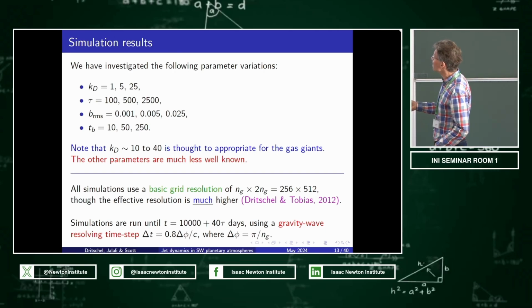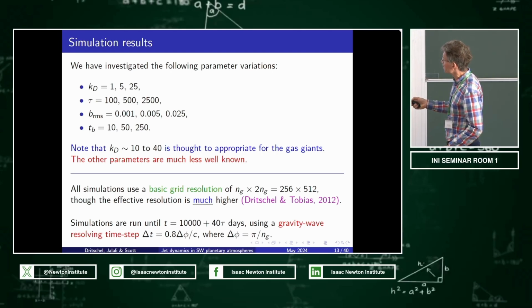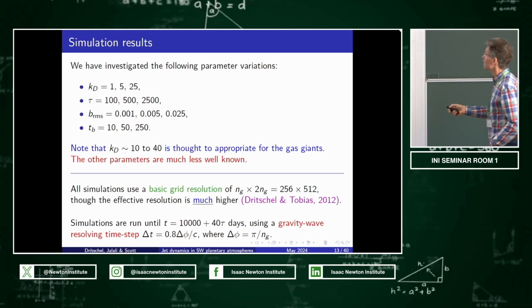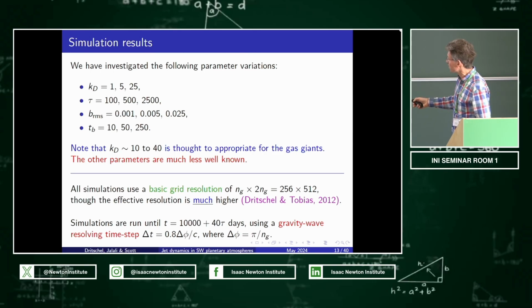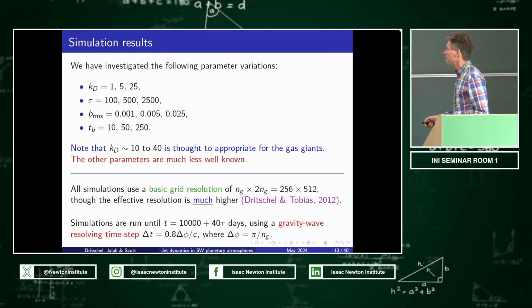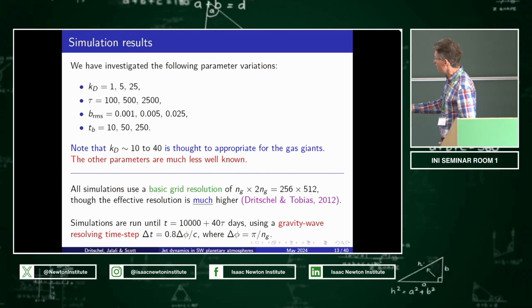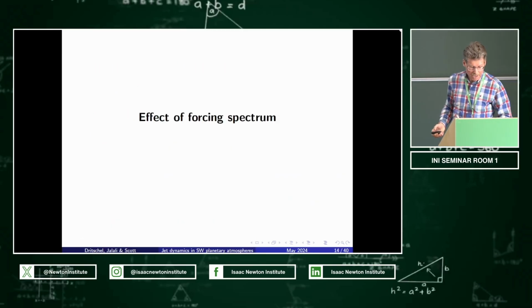So we investigated a range of Rossby deformation wave numbers, with the higher range being characteristic of the gas giants. Different thermal relaxation periods. We don't really know what that parameter should be, honestly, and then different forcing amplitudes and different decorrelation timescales. We use what looks to be extremely modest resolution of 256 by 512, but the resolution is effectively 16 times that in each direction. There's some work with Steve here years ago in an MHD context. We run simulations out to a very long time, and we resolve explicitly the gravity waves. So we're not trying to filter anything.